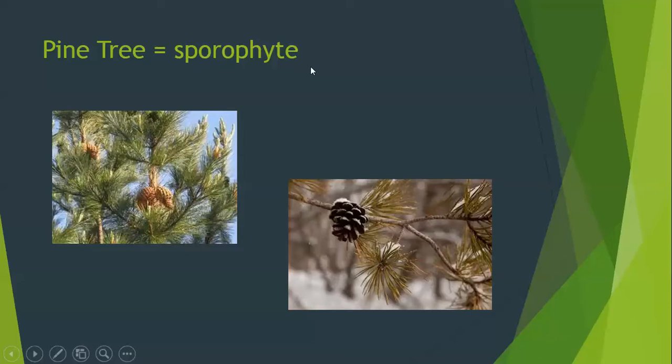So in answer to the question on your lecture guide, what is the dominant phase of the pine tree life cycle? Well, obviously it's the sporophyte, the diploid generation. And this is true for any gymnosperm. So there we have pictures of pine trees.